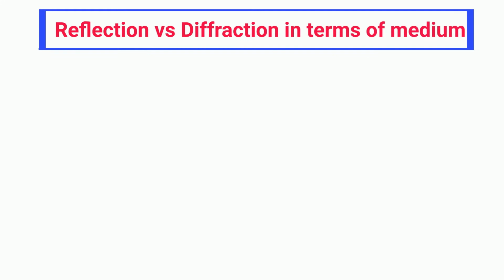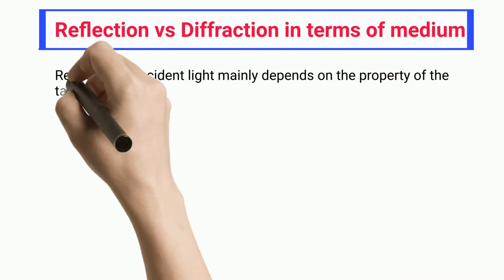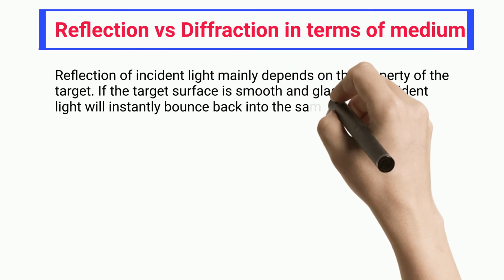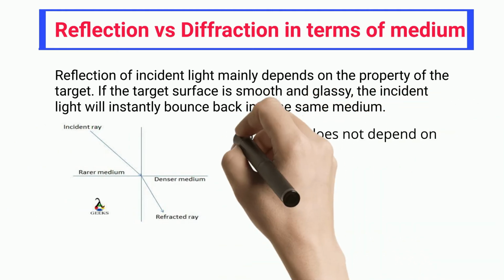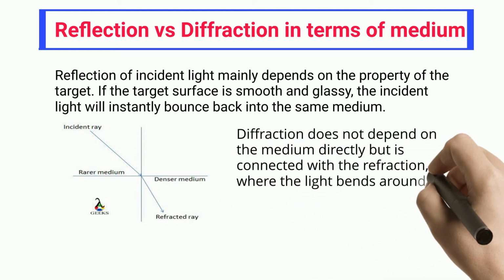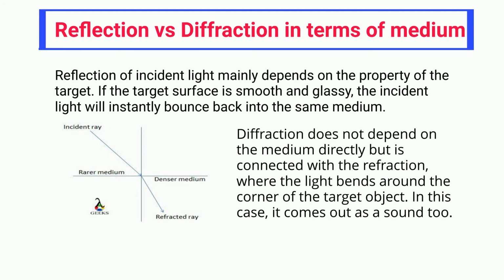Reflection versus diffraction in terms of medium. Reflection of incident light mainly depends on the property of the target. If the target surface is smooth and glassy, the incident light will instantly bounce back into the same medium. Diffraction does not depend on the medium directly, but is connected with refraction, where the light bends around the corner of the target object. In this case, it comes out as a sound too.